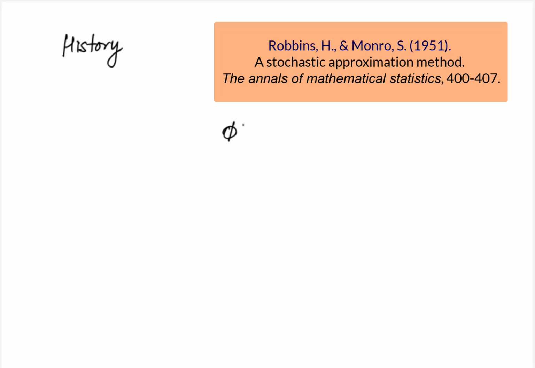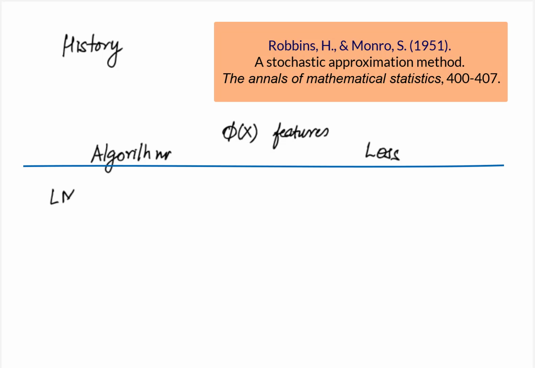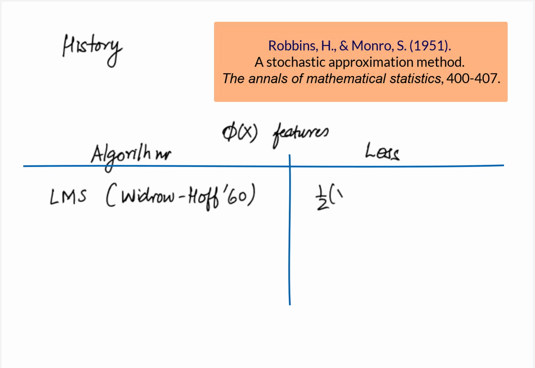Let's say that phi of x is some transformation of data, such as taking the DFT or extracting features from an image. Then the least mean square or the LMS algorithm was proposed by Widrow and Hoff for adaptive filtering in 1960, where the loss was given by half of square of y minus phi of x transpose x. The LMS algorithm is nothing but stochastic gradient descent applied to this loss function. And then the LMS algorithm has been widely studied in signal processing communities till the 90s.